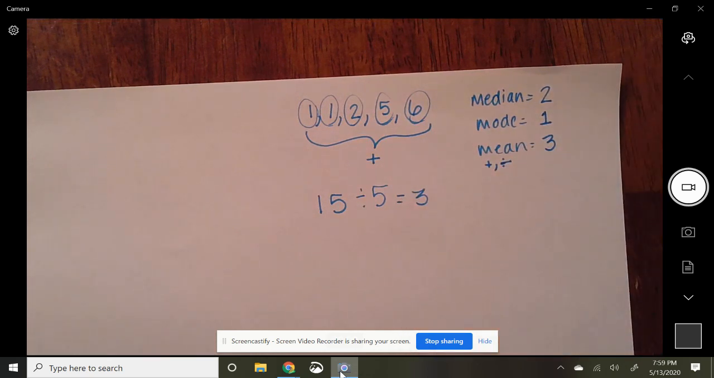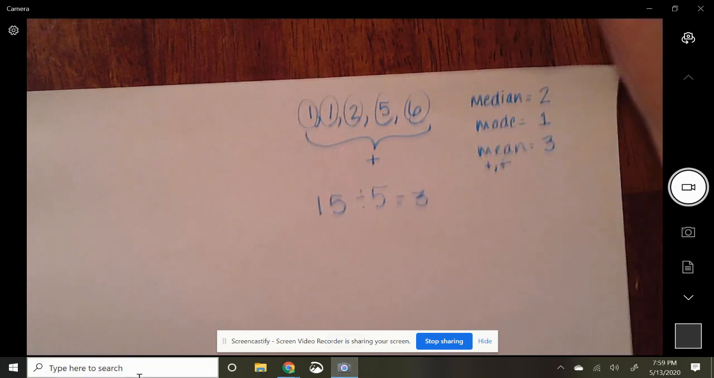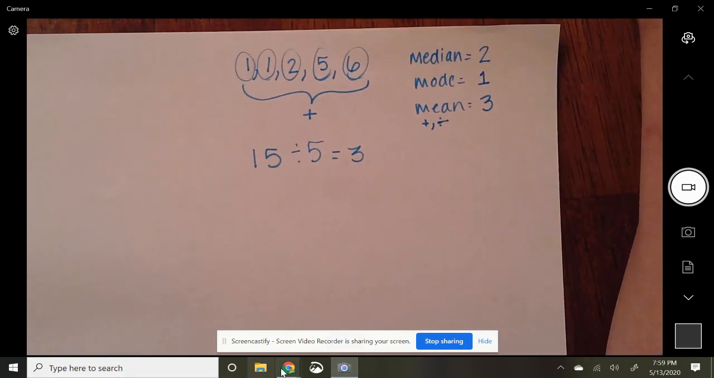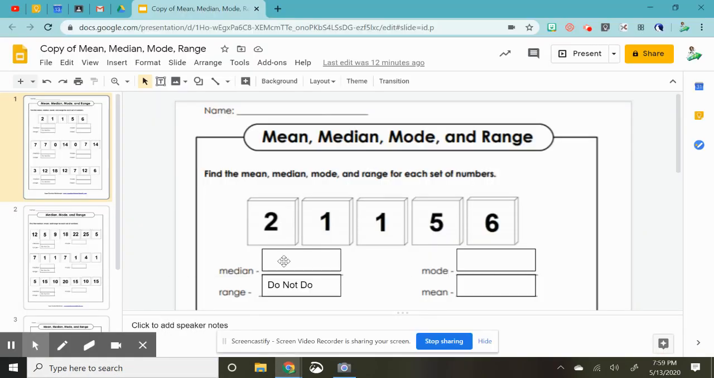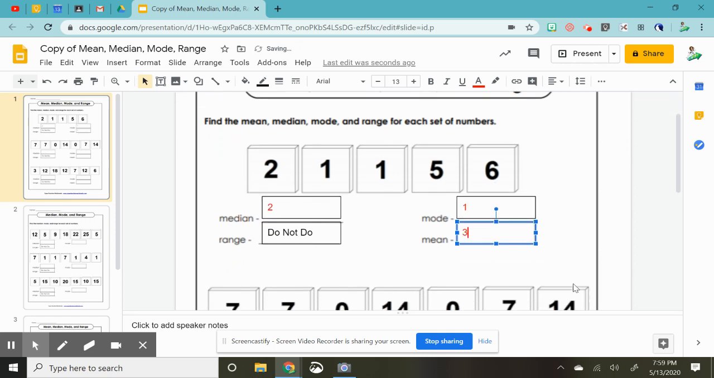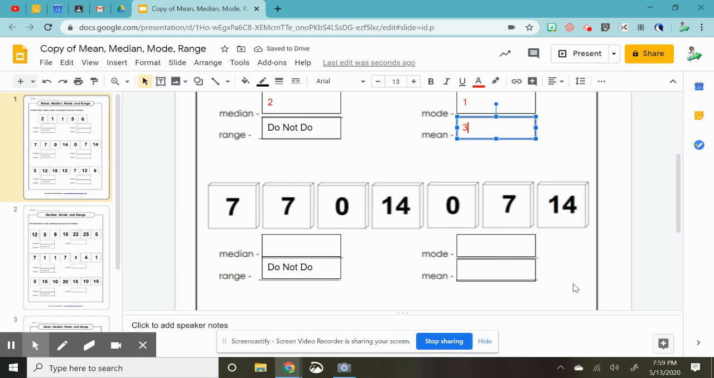And so I will go back into my document and I will put those numbers in. Median is 2, mode is 1, mean is 3. Now I'm going to the next data set.